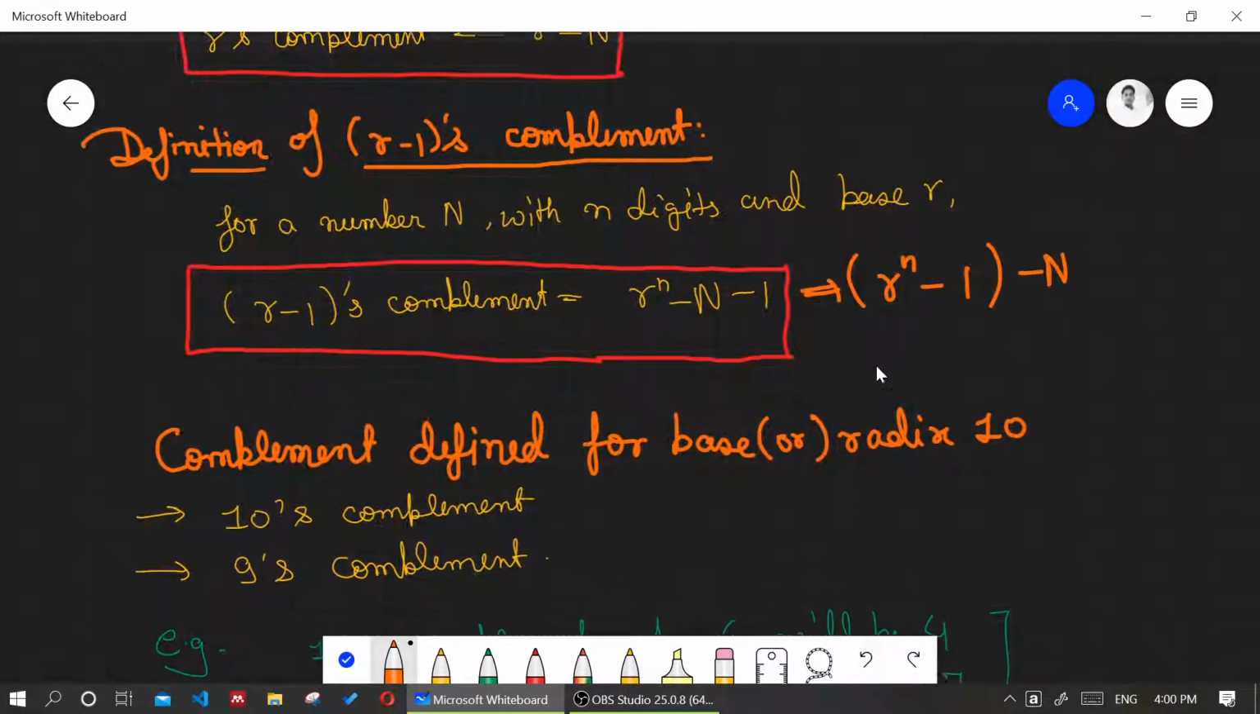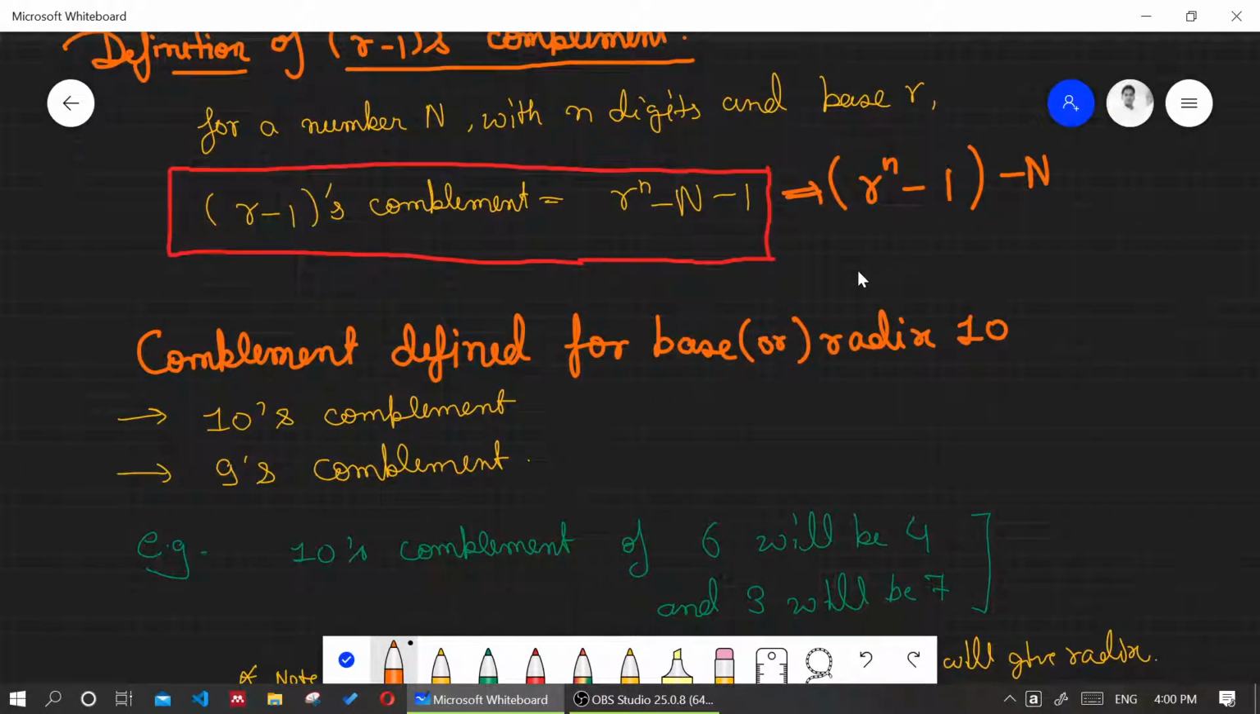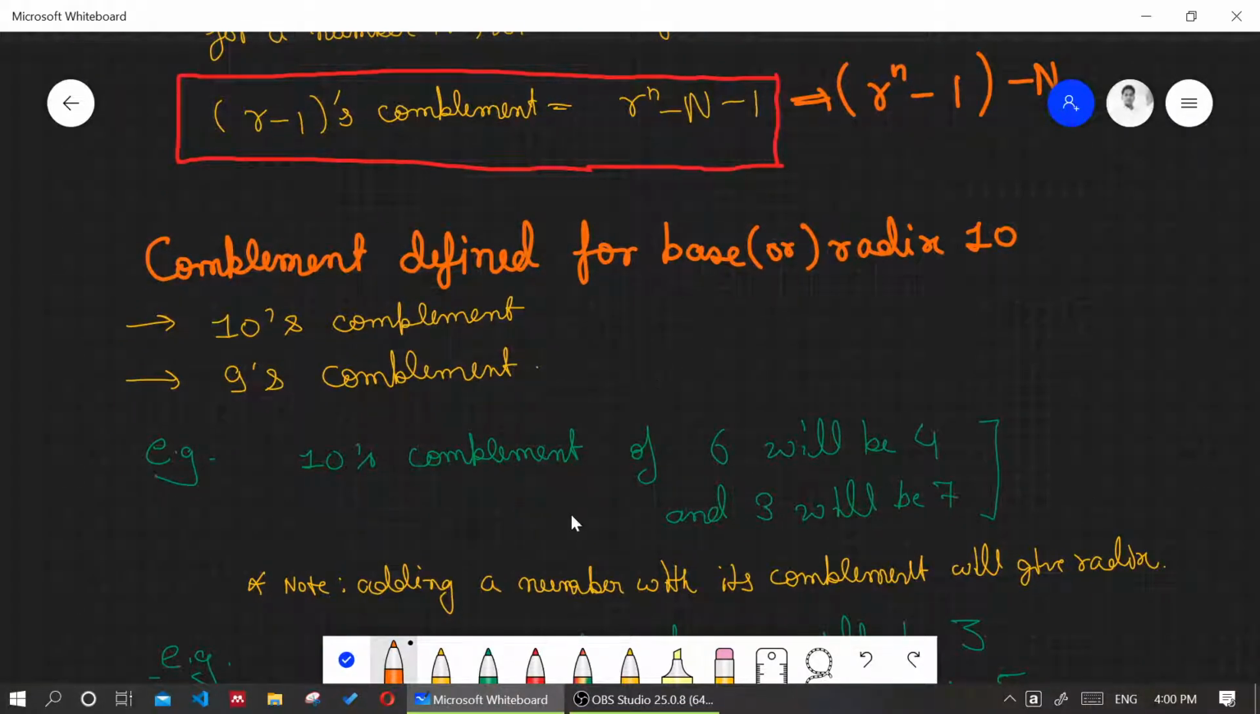If you talk about the decimal number system, or base 10 number system, we have two complements defined. One is the tens complement, another is the nines complement. We'll see how these complements are calculated. Just see, the tens complement of 6 will be 4 and of 3 it will be 7. You can simply see that if you add the number and its complement, you will get the base. This is why we subtract the number from the base. For higher digit numbers, we get the base raised to the power of the number of digits.